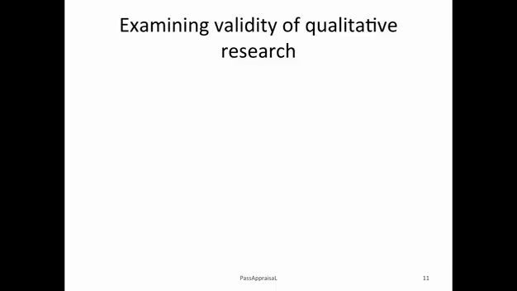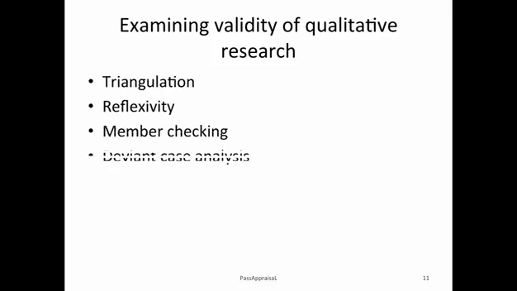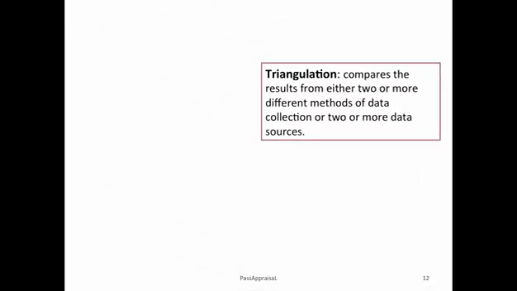Now, we're going to see certain approaches to test the validity of a reported qualitative research. There are several methods available, but the most important methods to check validity for a qualitative study are listed here: triangulation, reflexivity, member checking, and deviant case analysis. Firstly, triangulation. Triangulation compares the results from either two or more different methods of data collection or two or more data sources.